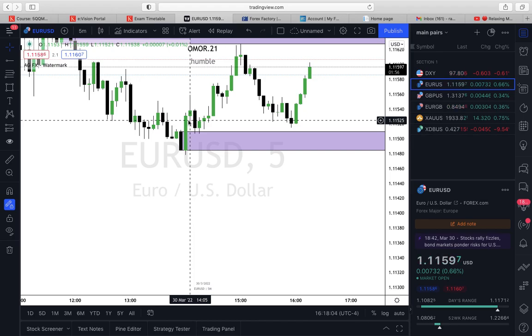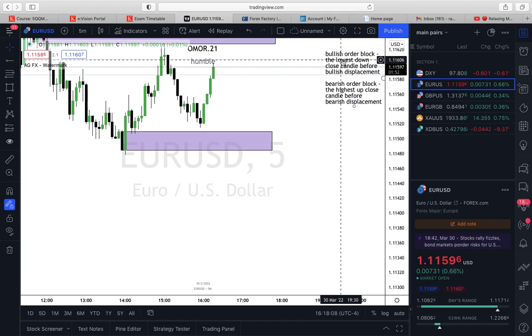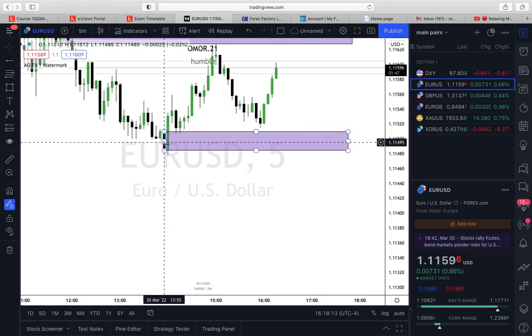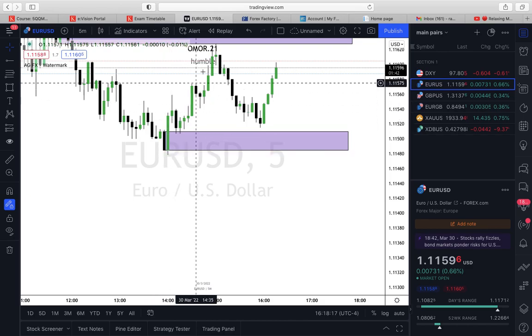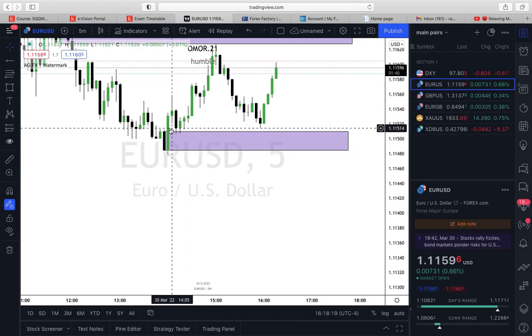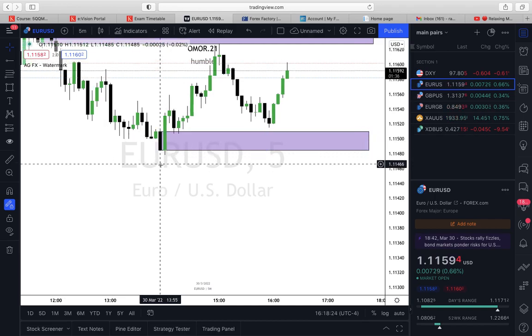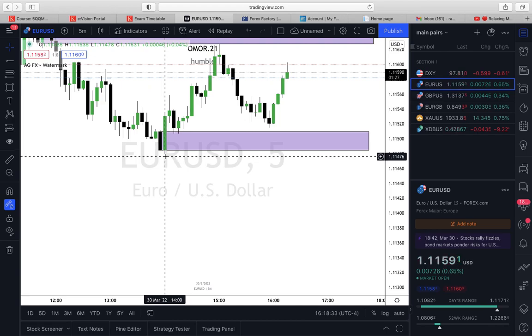Whatever one you like, you can either use my one, which I prefer, bullish order block, the lowest down close candle before bullish displacement, or the last down close candle. So this is the last one before we move up higher, right? The last down close candle before the move up. Yeah. So look at the movement away from this candle. This is what's going to separate order block from the stuff that you hear online. Look at the movement away from the order block.